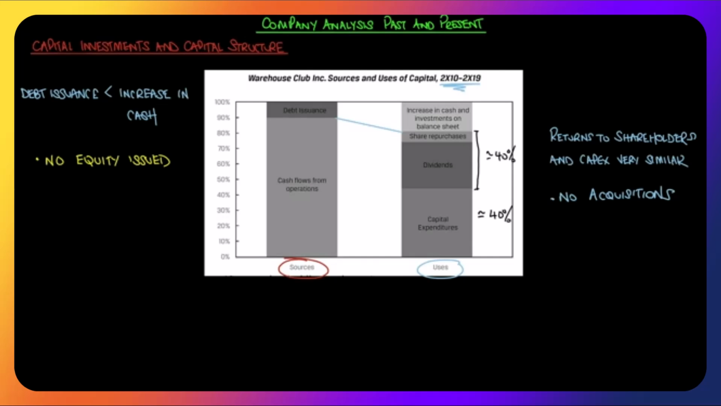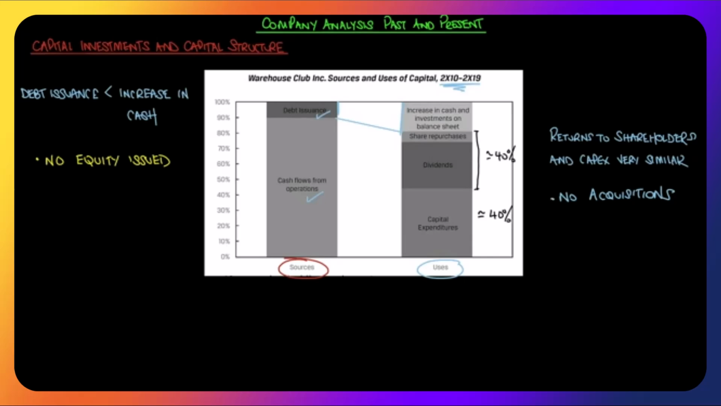Only 2 sections to those sources of capital. CFO and a little bit of debt. Over that entire period, no new equity was issued. It was only debt. But compared to CFO, it's a small percentage. And what's more, if we compare that amount of debt issued to our increase in cash and investments on the balance sheet, it's smaller. They are not making a huge use of debt. Almost everything is financed internally through CFO.